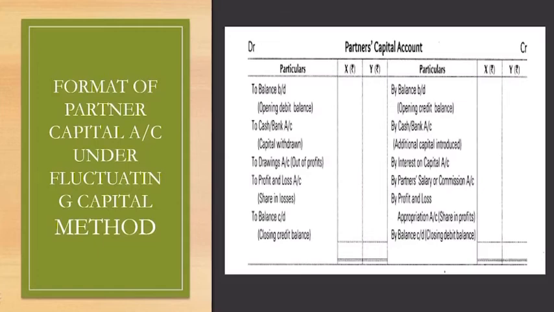From this part of learning, we can expect a 2-mark question on the different methods of partners' capital account preparation, and the meaning of fixed capital method, meaning of fluctuating capital method, what is current account and when the current account is prepared. And coming to the format and the problems, as I already mentioned, a 5-mark question can also be expected.